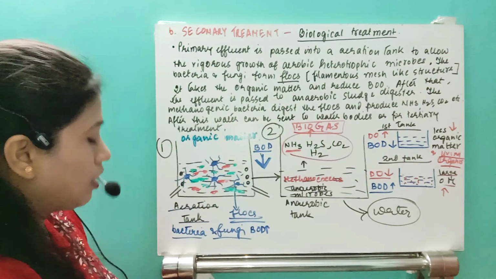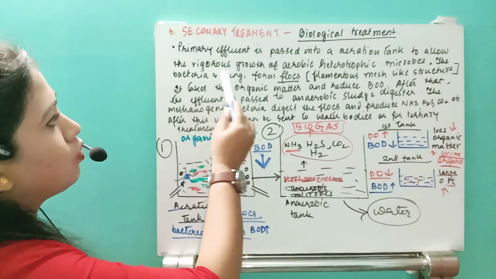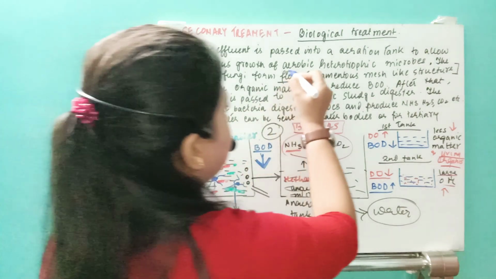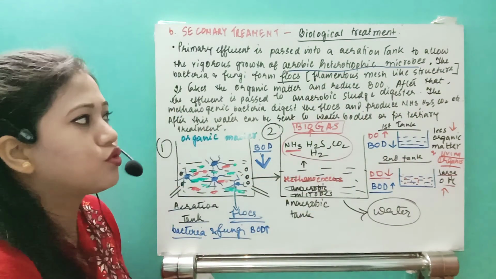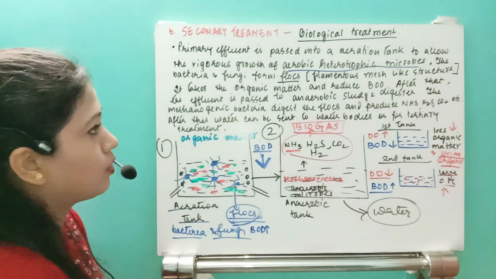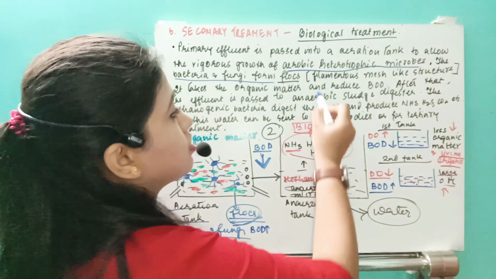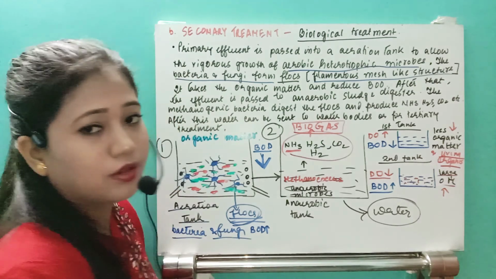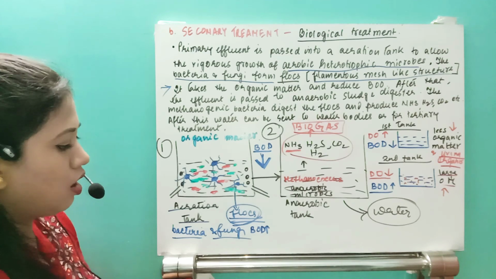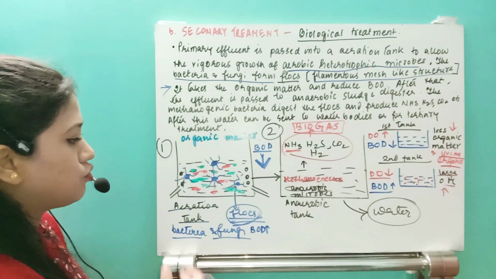First of all, see, this primary effluent is passed into the aeration tank to allow the vigorous growth of the aerobic heterotrophic microbes. Remember, what are these aerobic heterotrophic microbes? The bacteria and fungi. They are known together as flocs. So these bacteria and fungi form the flocs. So what are the flocs? This is nothing but a filamentous mesh-like structure. Then after that it will go on working on it. It will actually undergo aerobic respiration due to the presence of oxygen.